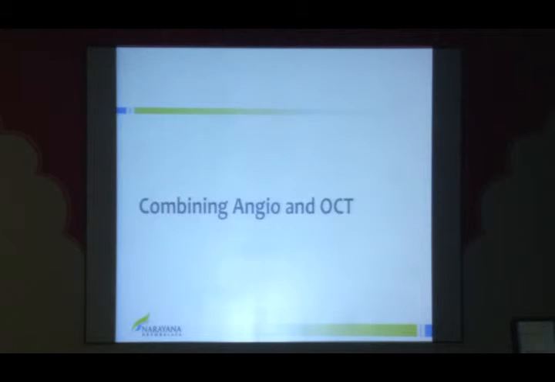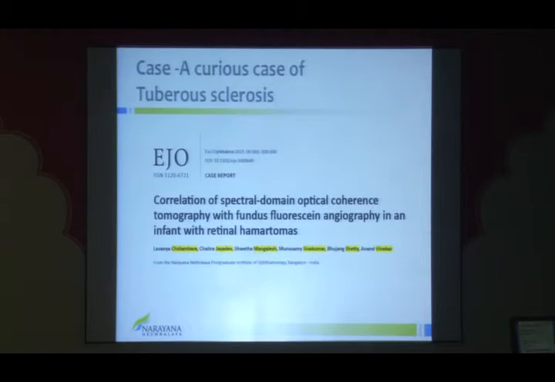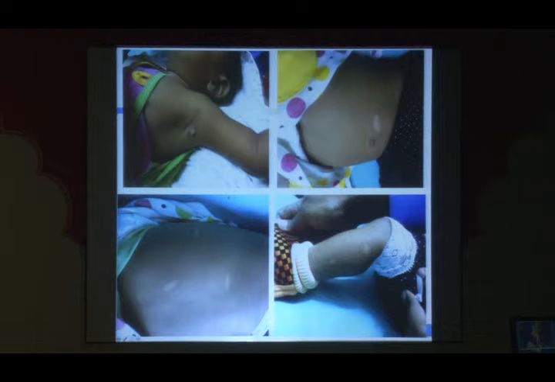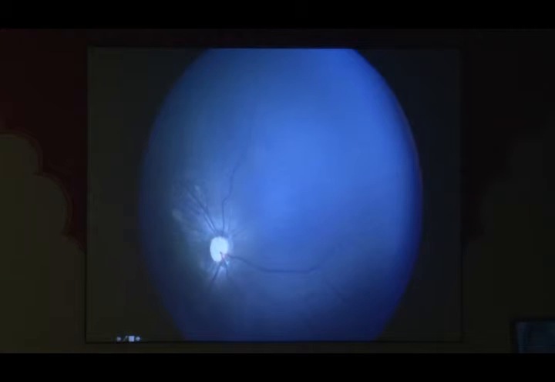Now, this is not a case of ROP, but I thought I'll put this in because you can serendipitously pick up other conditions when you're screening for ROP. This was our case report in EJO. This baby was actually a late referral for ROP. You saw the hypopigmented cafe au lait spots, and we picked up this white lesion here, which is the hamartoma. What you might miss here is another lesion right here in the right eye.